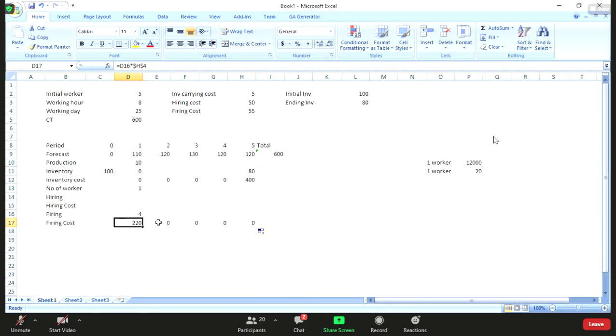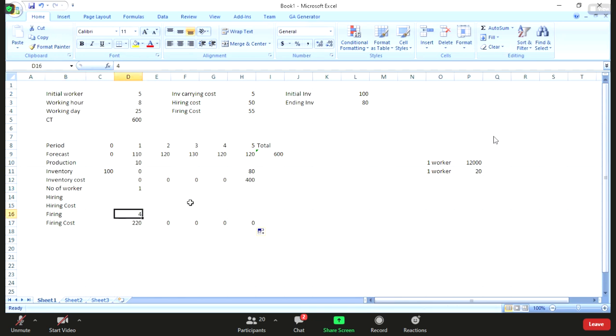Can you repeat the last step, sir? Okay. For the period 1, because our production is only 10 units, it means that we need only 1 worker. Why 1 worker? Because here we already calculate 1 worker can produce 20 units. We need to produce only 10 units. By assigning 1 worker, we can chase the production target, which is 10 units. So here the number of required worker is only 1.